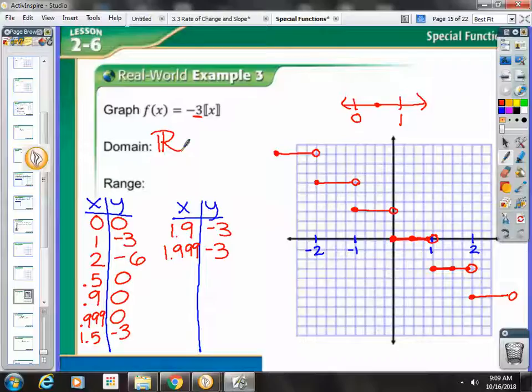What about our range? What kinds of numbers are we going to get out in the y column? Multiples of 3. If you take your graph and you smush it onto the y-axis, all those y values are going to be 9, 6, 3, 0, negative 3, negative 6, negative 9, negative 12. They're all going to be multiples of 3. I don't want you to say all numbers that are multiples of 3. It needs to be specifically integer multiples of 3. Integer multiples of 3 is fine.